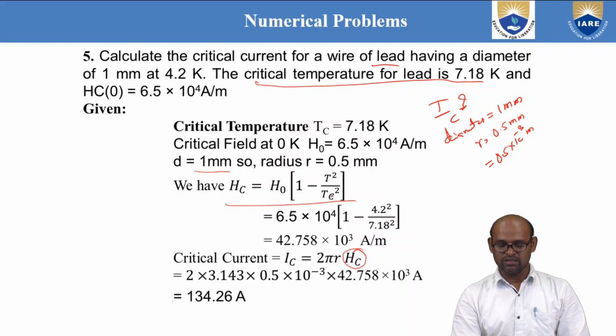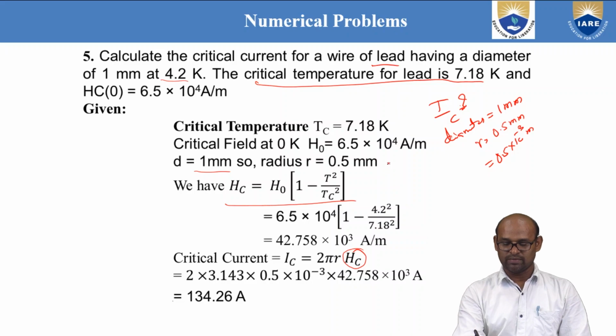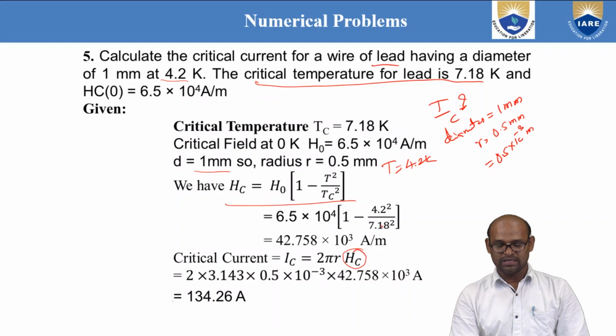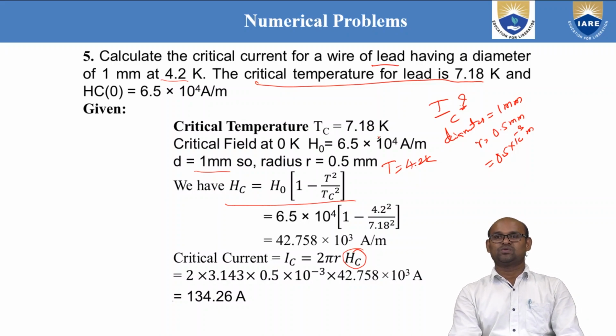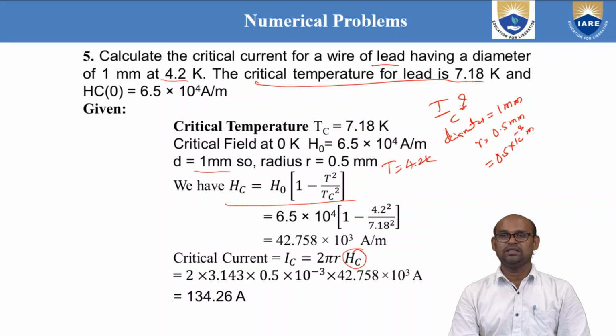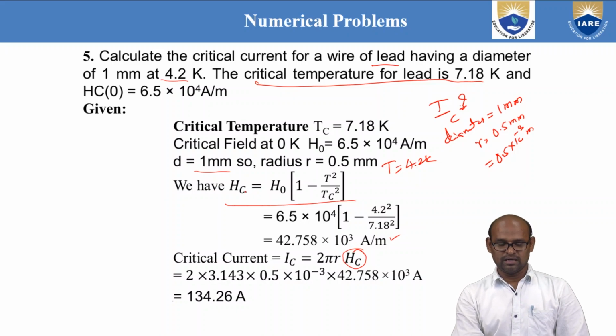So H0 is given, the critical field at absolute 0 Kelvin, 6.5 into 10 power 4, substitute the value of H0, 1 minus T square by Tc square. T is given as 4.2 Kelvin, so substitute the value of T, and Tc, the critical temperature, is given as 7.18 Kelvin. Substituting all these values, we are going to find out the critical field, which is 42.758 into 10 power 3 amperes per meter. Then once we find out this critical magnetic field, we are going to substitute this critical magnetic field in the equation for critical current.